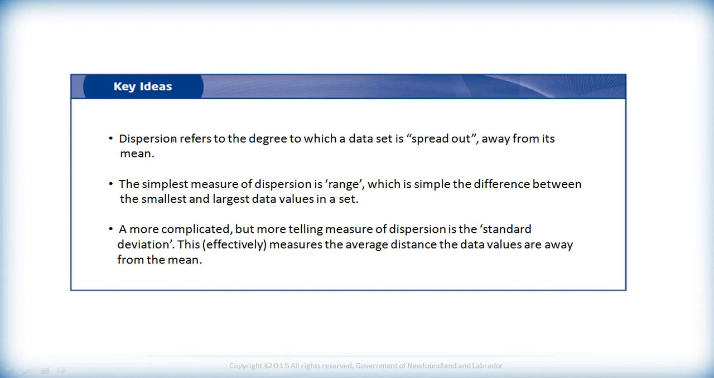So dispersion refers to the degree to which a data set is spread out. And the simplest measure is range, but it doesn't tell us a whole lot, just the top and the bottom. There might be outliers or something. So a more complicated, yet a more telling measure of dispersion is called standard deviation. And it more effectively measures the distance the data values are away from the mean.